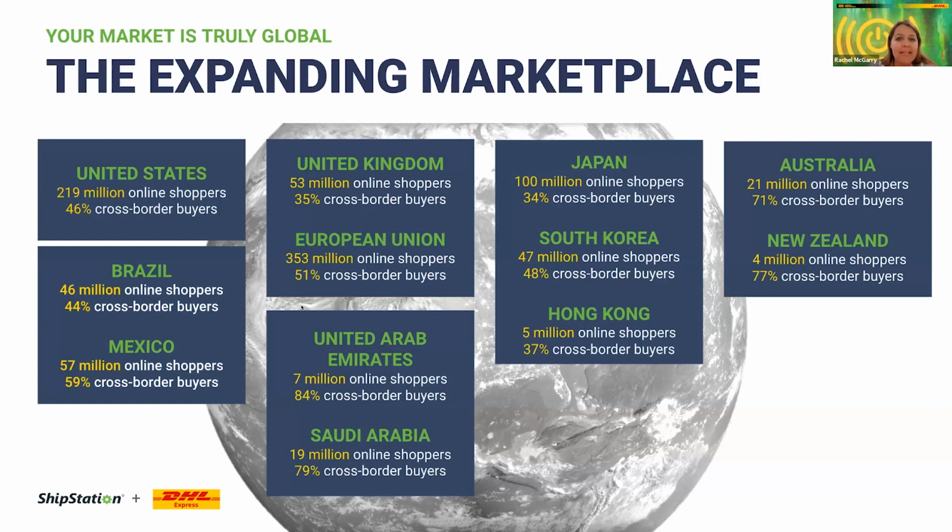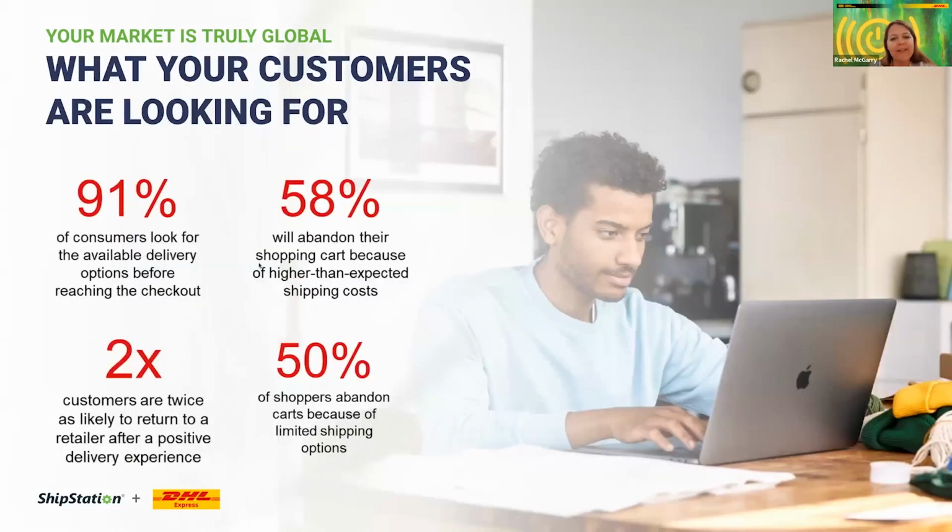Now let's learn a little bit more about the expectations of those global customers. So just like us, they want or demand a really great delivery experience. 91% of those buyers are looking to see what options they have before checkout. 58% will abandon a cart because of higher than expected shipping rates. And more than 50% abandon the cart because there's limited options. So maybe they're looking for an express or a quicker service, and all they have is something slower. Maybe my party's on Saturday, I need to get it here sooner, or else I'm not going to shop at that store. So I think that's something that we see.